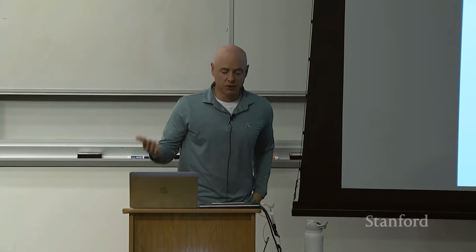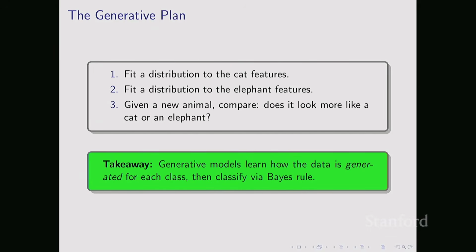Okay, so this is the plan, just recapped. Find a distribution for cats. Find a distribution for the elephants. When a new animal comes in, does it look more like a cat or an elephant? At a high level, does it make sense what we're doing and mathematically what's going on?